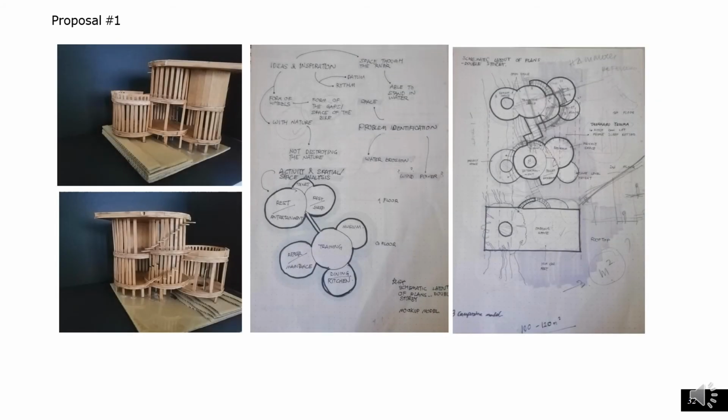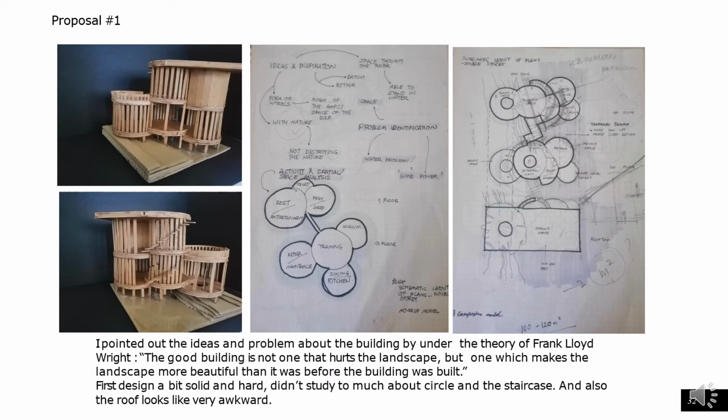Now is my introduction of my first proposal. As you can see, I made many sketches of the first proposal, including the plan view, the ideas and inspiration, and also the bubble diagrams. I pointed out the ideas and problems of the building under the theory of Frank Lloyd Wright: the good building is not one that hurts the landscape, but one which makes the landscape more beautiful than it was before the building was built.